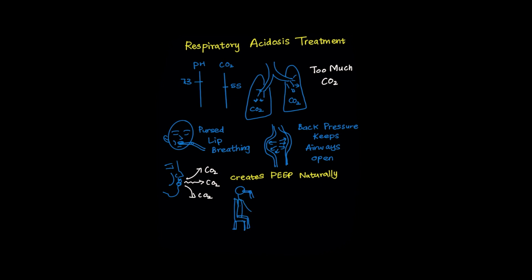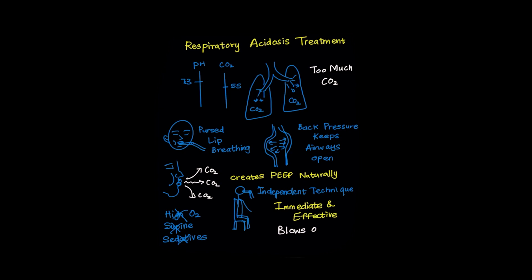High-flow oxygen would suppress respiratory drive in CO2 retainers, worsening acidosis. Supine positioning impairs diaphragm movement, reducing ventilation. Sedatives depress breathing, increasing CO2 retention further. Pursed lip breathing directly addresses the problem by improving CO2 elimination naturally.